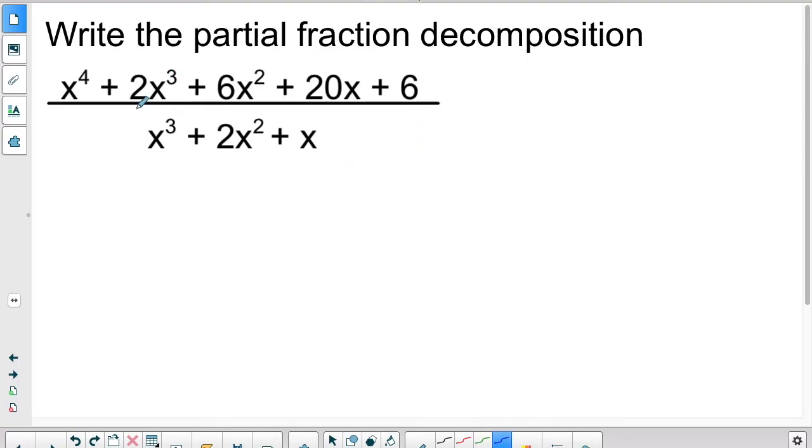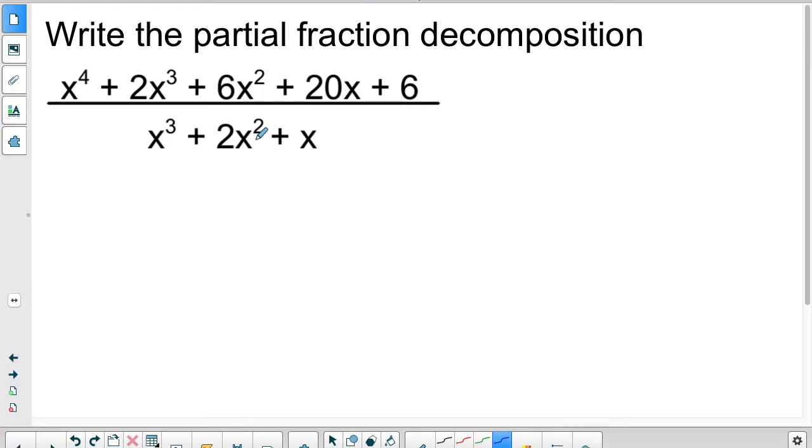Now this next example, you should note that the degree of the top is greater than the degree of the bottom. So what we're going to have to do is synthetic division or long division. Because the degree of the polynomial is 3, we do have 3 terms here. It's going to be easier to use long division.